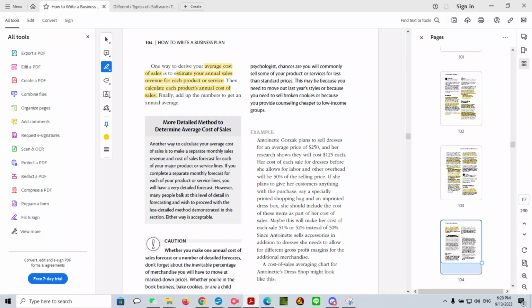So remember that when you calculate your average cost of sales, make a separate monthly sales revenue and cost of sales forecast for each of your major product or service lines. That's why I said you have to itemize each category: cars, computers, services, education, financial, whatever it is. You're going to do those separately, get that separate subtotal.